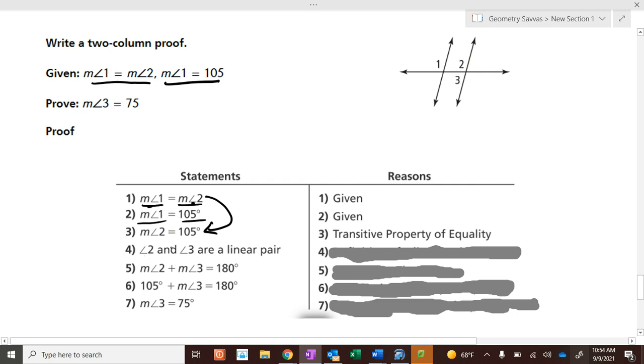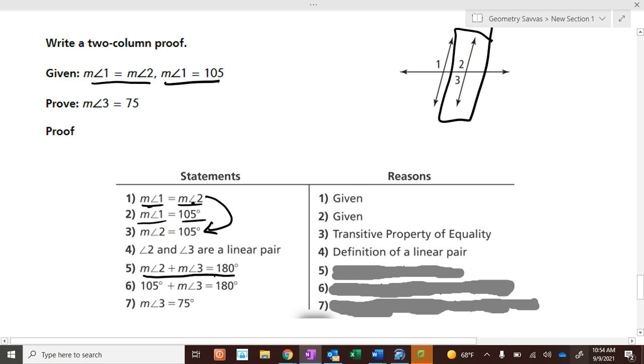Then we look at the picture and we see 2 and 3 are on the same line, right? So that makes them a linear pair by the definition of a linear pair. And what do we know? Well, right up above, we were told that all linear pairs add up to 180. That's the linear pair theorem.